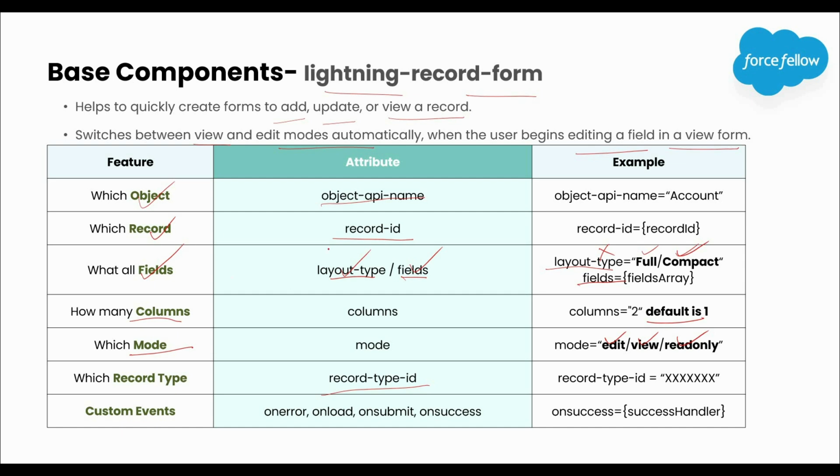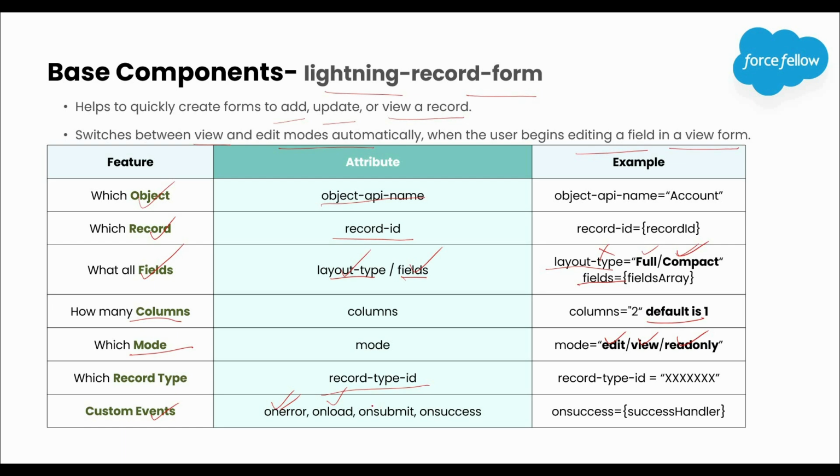And along with these attributes, this form also raises a few custom events. So if you want to perform some custom logic on certain actions, then we can listen to these events. Like this component will raise on error if anything goes wrong. So in your component, if you want to receive and handle those errors, then you can listen to this event. And if you want to perform something on data load, then you can listen to on load.